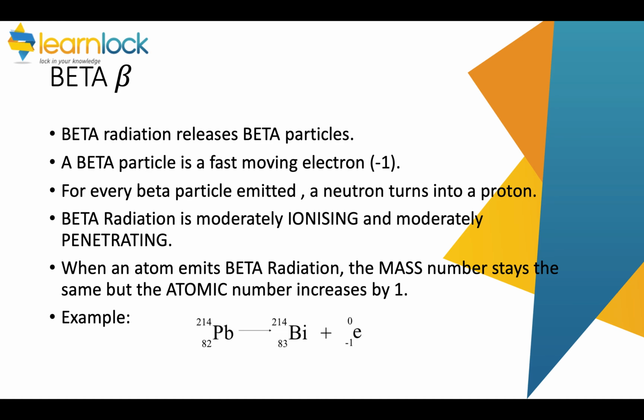When an atom gives out beta radiation, the mass number stays the same, but the atomic number increases by 1, as shown here. This here represents the beta particle, and as you can see, the mass number stays the same, but the atomic number has gone up by 1.